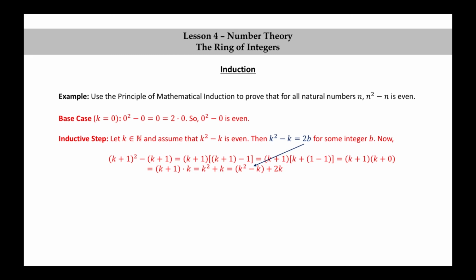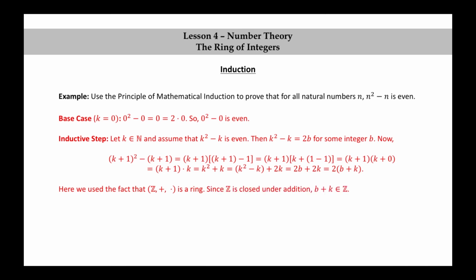Now we can replace that k squared minus k by 2b. So we get 2b plus 2k. And that's equal to 2 times (b plus k). And here we're just using left distributivity. I'm going to sum all this up by just saying here we use the fact that the set of integers together with addition and multiplication is a ring. So I'm not explicitly writing out every single property in the proof itself, just because that would get a little bit tedious.